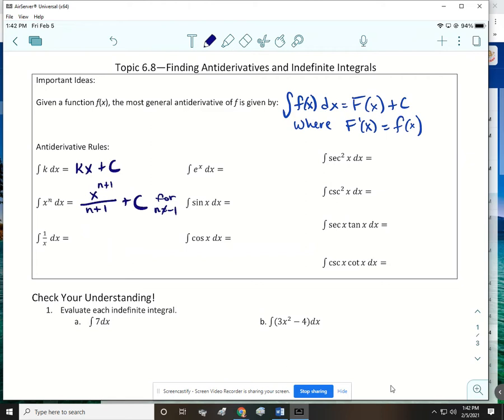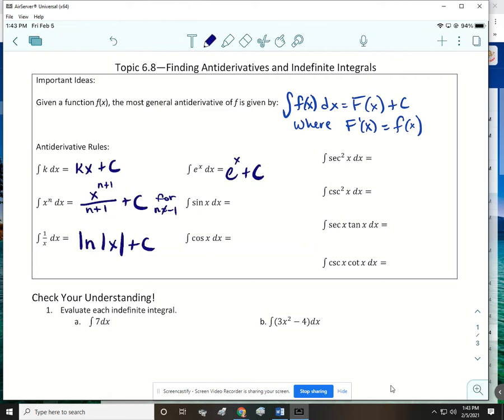So if you think about what function has a derivative of 1 over x, if you guys remember, that's the natural log function. So the antiderivative of 1 over x is the natural log of the absolute value of x. So we do have to include the absolute value. All right. And then the antiderivative of e to the x dx is just e to the x, but then don't forget your plus c.